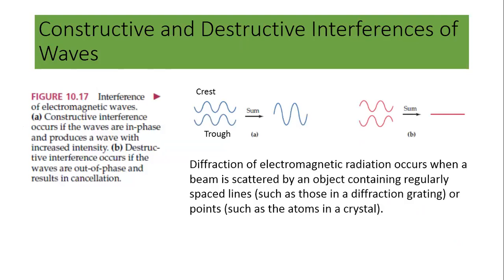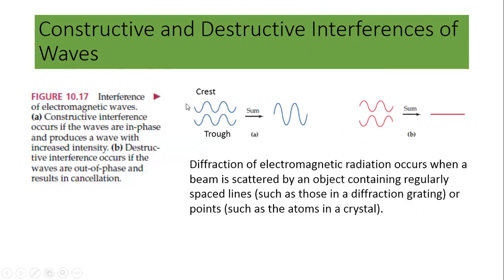So for X-ray crystallography, there are two main types of wave interference. One is called constructive and one is called destructive interference. So let's first differentiate between constructive and destructive interference.